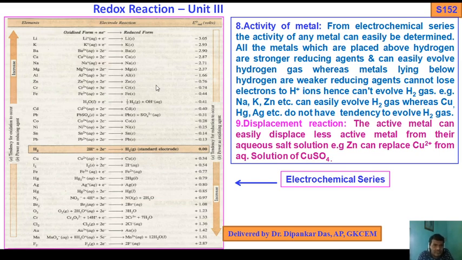Now this is the table: lithium, oxidized form, lithium with minus 3.05 standard electrode potential, then potassium, then barium, then calcium, then sodium, then magnesium, then aluminium, then zinc, then chromium, then Fe2 plus, then water, then cadmium 2 plus, then lead sulfate, then cobalt 2 plus, then nickel 2 plus, then tin 2 plus, then lead 2 plus. So this is above the hydrogen. You see the reduction potential above hydrogen: lithium has a value of minus 3.05.